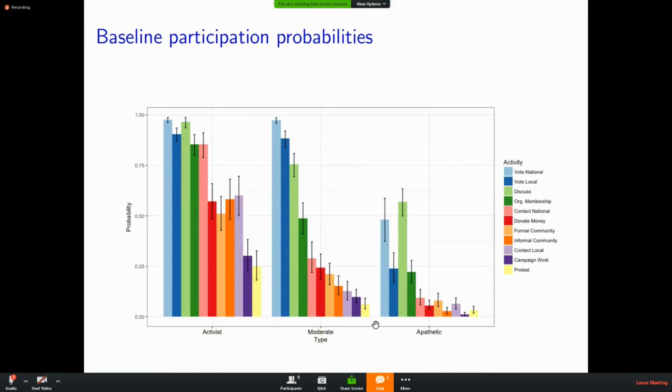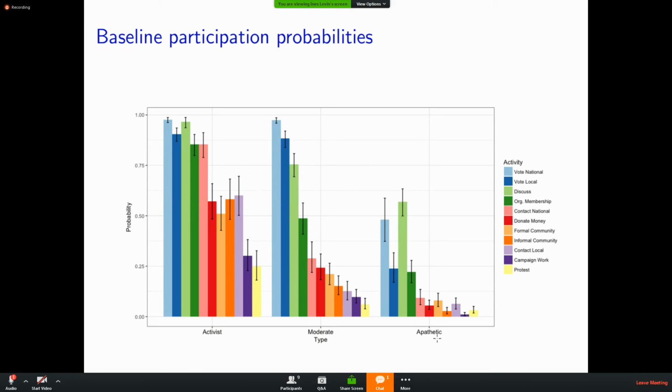So now what I'm going to show you is how the baseline participation probabilities vary across estimated types and political activities. So what do I mean by baseline probabilities? These are the probabilities that an individual with average values of the independent variables participates in the different activities, depending on whether this person has an activist type, a moderate type, or an apathetic type.